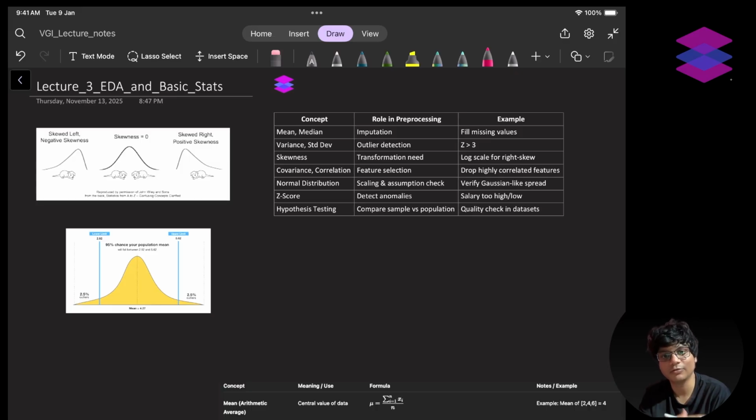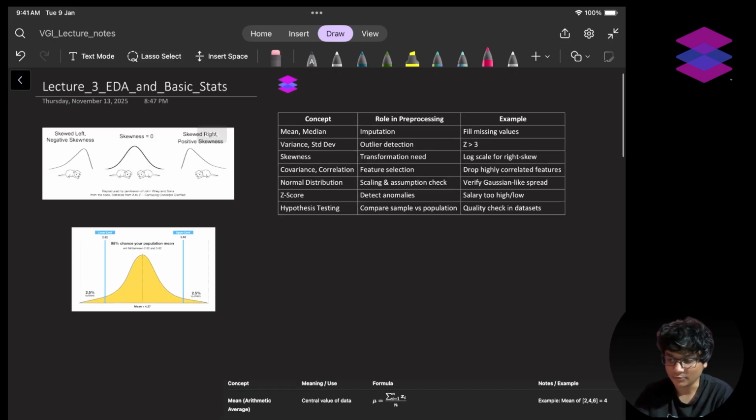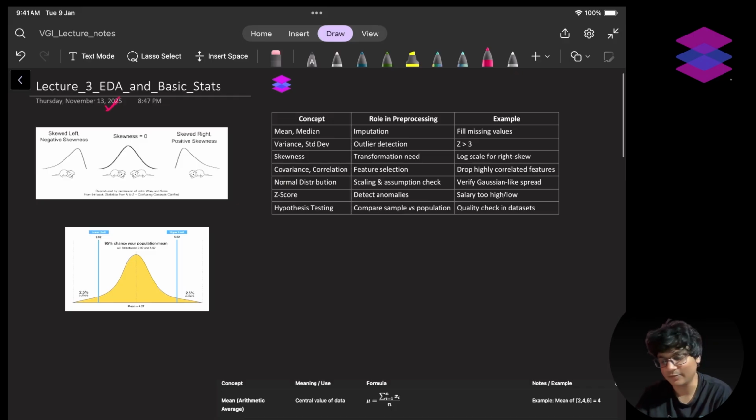So before you serve your data into the model, it is always a good practice to check a little basic statistics, whether your data is actually following the basic statistical norm or not, okay. And then this concept comes into the picture, which is EDA, exploratory data analysis, okay. This is just a very simple, basic way to understand it.